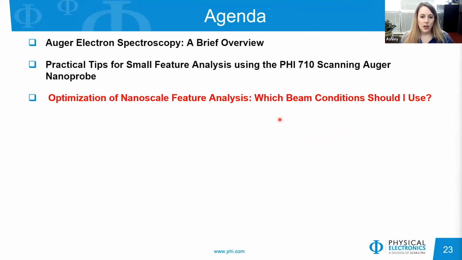So now those are just a few quick practical tips for how you set up the sample in the chamber and a few tips for getting started. But now you're faced with the question of what beam conditions do I use in order to optimize the analysis of nanoscale features.